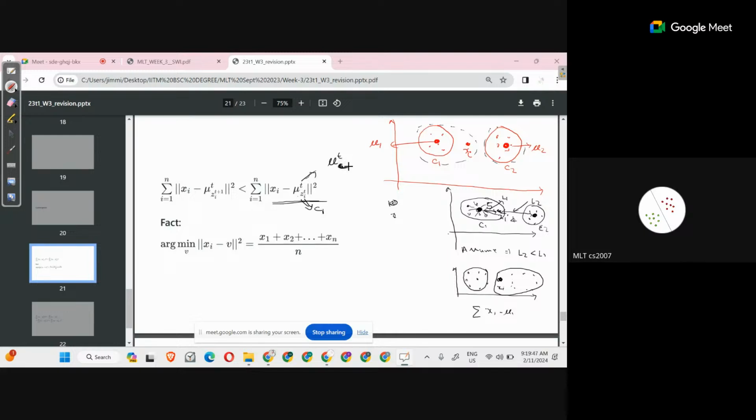I hope it is clear to all of you. Yes. So zit is nothing but c1. Okay, zit is representing c1.